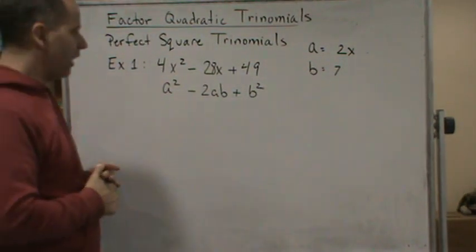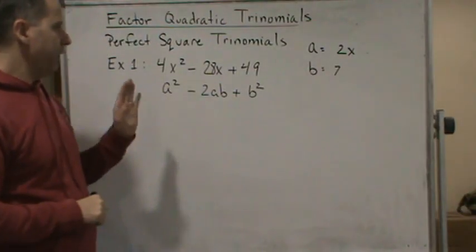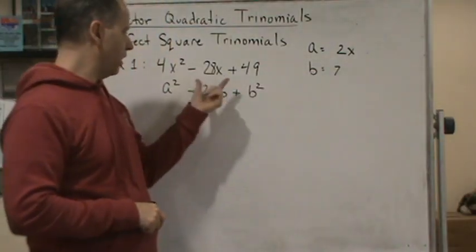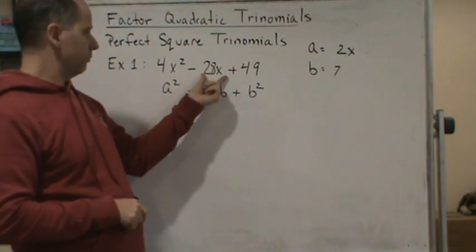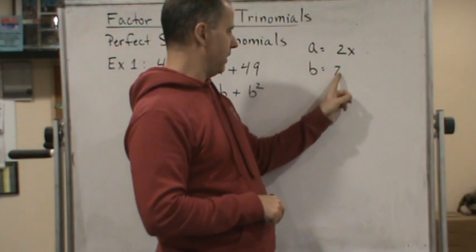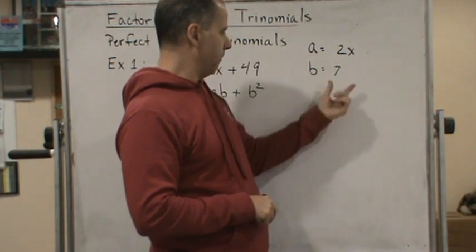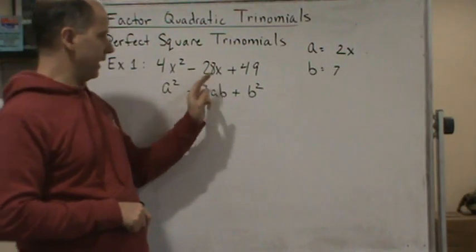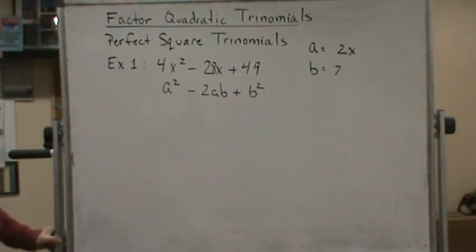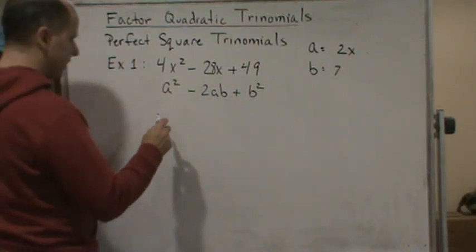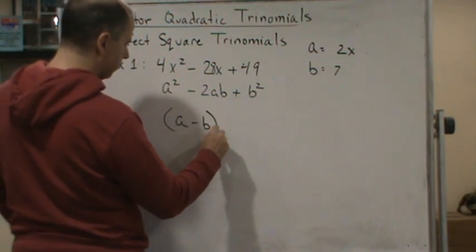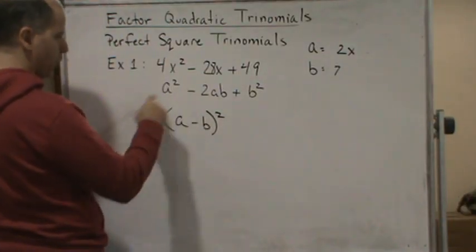So now, if this is a perfect square trinomial, then if I take the product of these two and double it, I should get 28x. Okay? And so of course, if I take 2 times 7 is 14, 14 times 2 is 28. I get 28x. So it is a perfect square trinomial. And so now I know that this is going to be what? A minus B quantity squared, because the first term is positive.